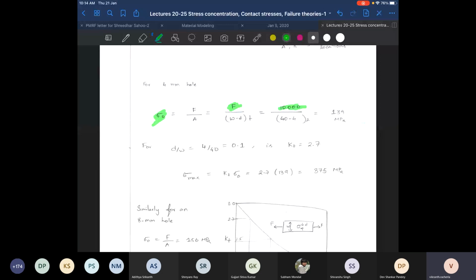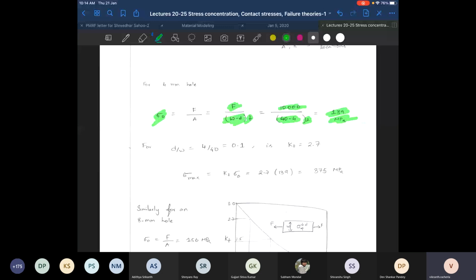What is the sectional area? It is the total width minus the diameter of the hole, that is the region which is taking the load, multiplied by the thickness of the plate. So in this case, it is 40 minus 4 for the first case, multiplied by 2. So the nominal stress in this problem can be estimated as 139 megapascals.